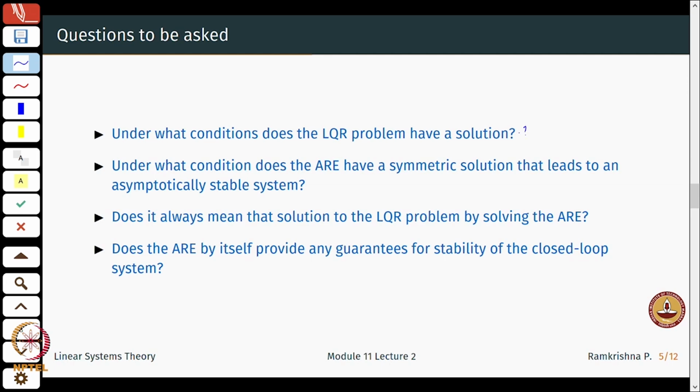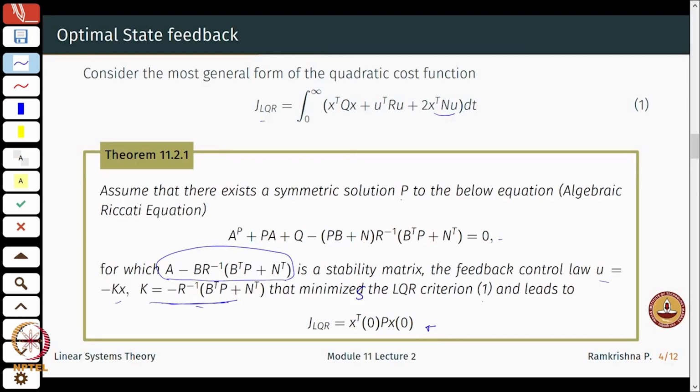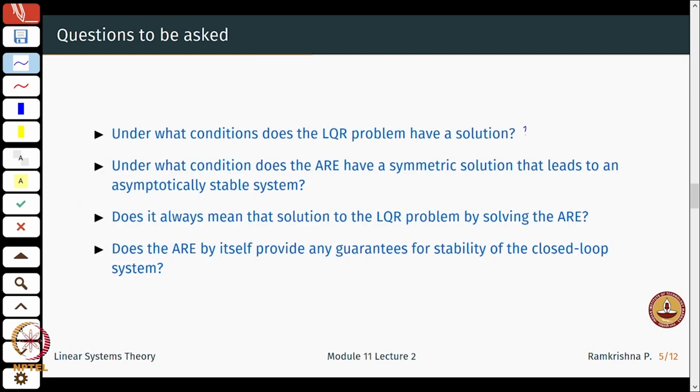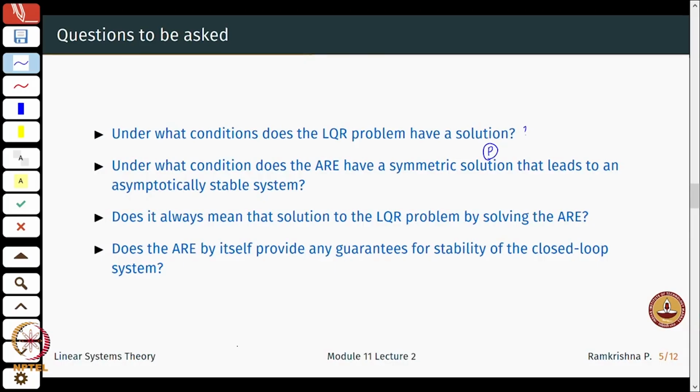Okay. Now, similarly, under what conditions does there exist a p, or we go back to this slide, under what conditions does there exist, okay, it should be A transpose p, does there exist a p which, so under what conditions does the ARE, the algebraic Riccati equation, have a symmetric solution, which is precisely to do with the existence of p that leads to an asymptotically stable system, right. The closed loop system must be stable.